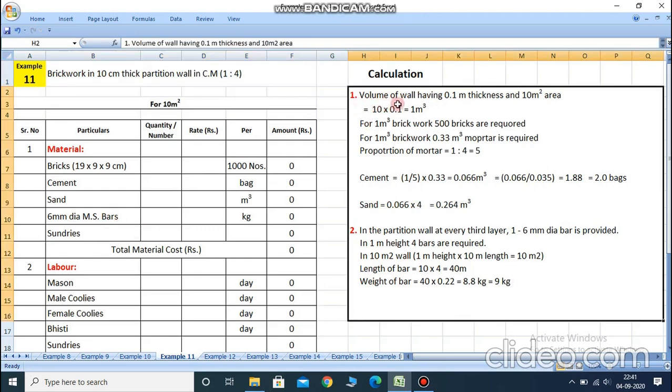For a wall having 0.1 meter thickness, here 10 centimeter is converted to meter, 0.1 meter thick, and an area of 10 meter square. So for the calculation, 10 multiplied by 0.1, we get the answer of 1 meter cube. For a 1 meter cube, the number of bricks required is 500. For a 1 meter cube of brickwork, 0.33 meter cube of mortar is required.